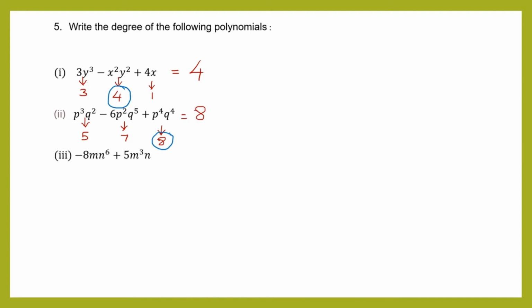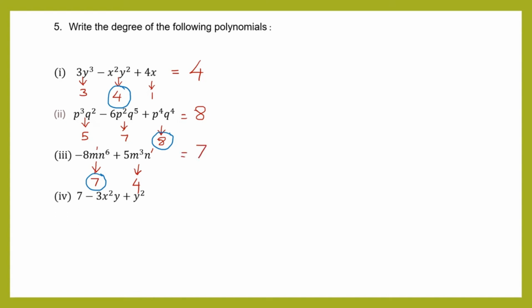Let's count here. Here I have 1m and then 6. So 1 plus 6 is 7. 3 plus 1 is 4. And which is the highest power here? 7. So the degree of this polynomial is 7.